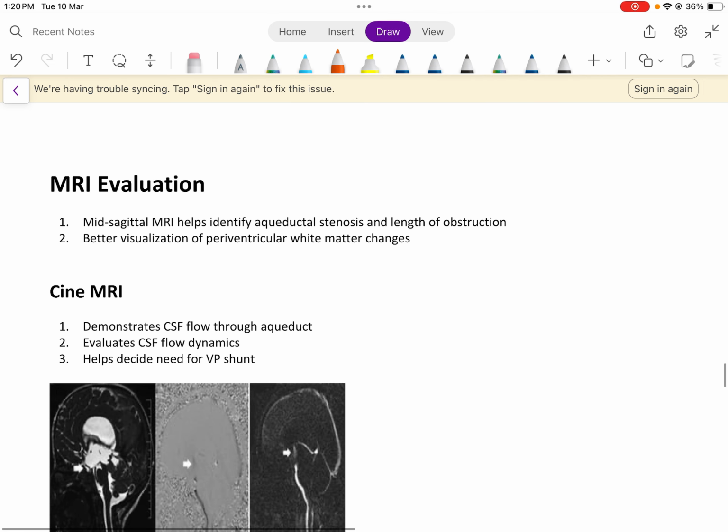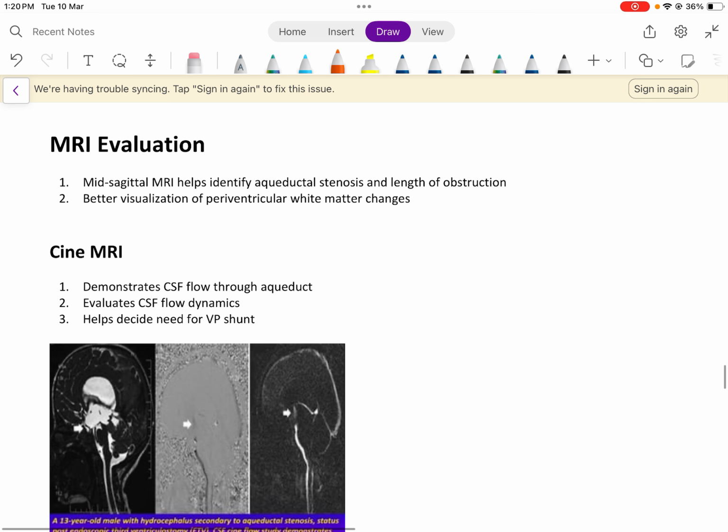Now MRI evaluation. A mid-sagittal MRI is going to help identify the aqueductal stenosis and the length of obstruction. So how much the aqueduct of Sylvius is stenosed, how much is the lumen diameter, and what is the length of obstruction. So the diameter as well as the length which is obstructed, you can identify with the mid-sagittal MRI. It also gives better visualization of the periventricular white matter changes.